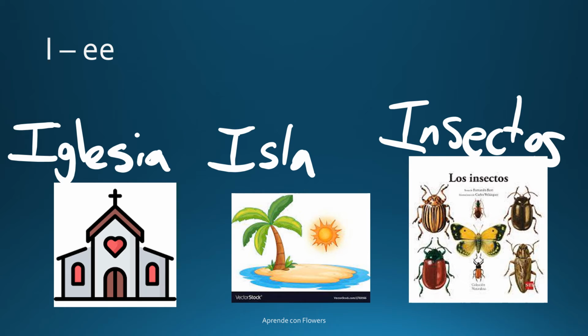I. I is another tricky letter for people because they want to pronounce it like they do in English, which has more of an I, ya, ya sound, right? But you don't go iglesia, you go iglesia, isla, insectos. So when you think of the Spanish I, pronounce it like you would E.